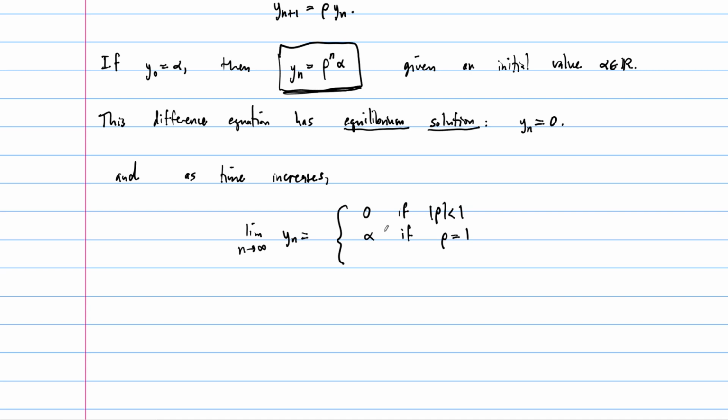But then the real thing that happens here is that when the magnitude of rho is larger than 1, then the population grows unchecked, right? So the limiting population does not exist, right? Otherwise, for all other values of rho. So these are the different possibilities of how these solutions can behave, okay?